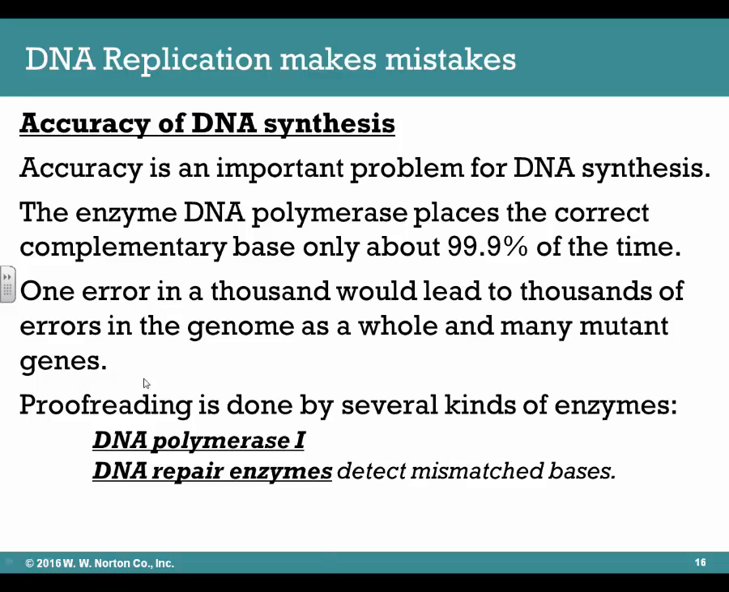So during DNA replication, there's about 1 error in every 1,000, but those errors are often corrected by these DNA repair enzymes that are able to detect mismatched bases, so they're not properly hydrogen bonding, they're not lined up properly within the DNA double helix to be able to hydrogen bond, and so they're recognized and they're repaired. And DNA polymerase I is one of those enzymes that detects those mistakes. And with the help of these repair enzymes, they are corrected.